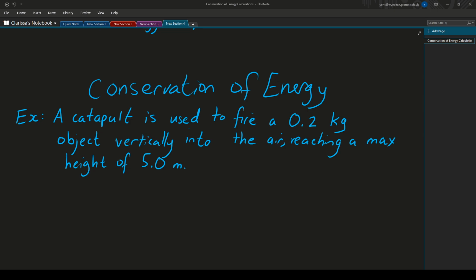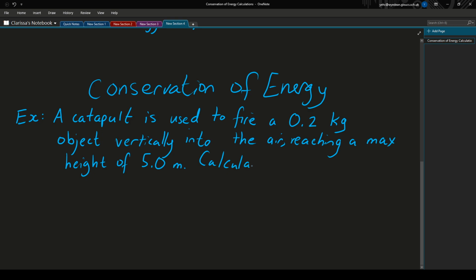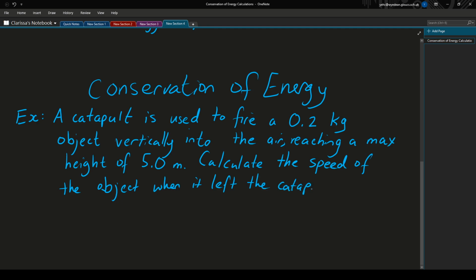Calculate the speed of the object when it left the catapult. Okay, so that is going to be our example problem. Now, the first thing I want you to point your attention to is that this is a series of events.